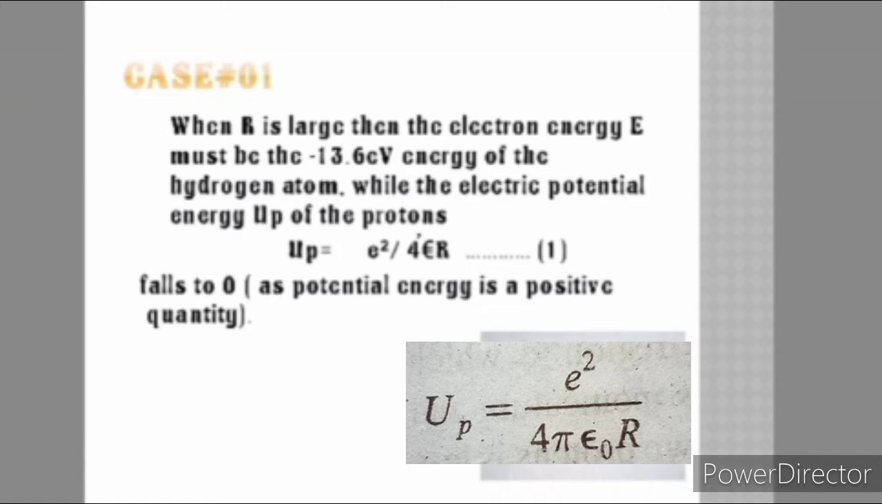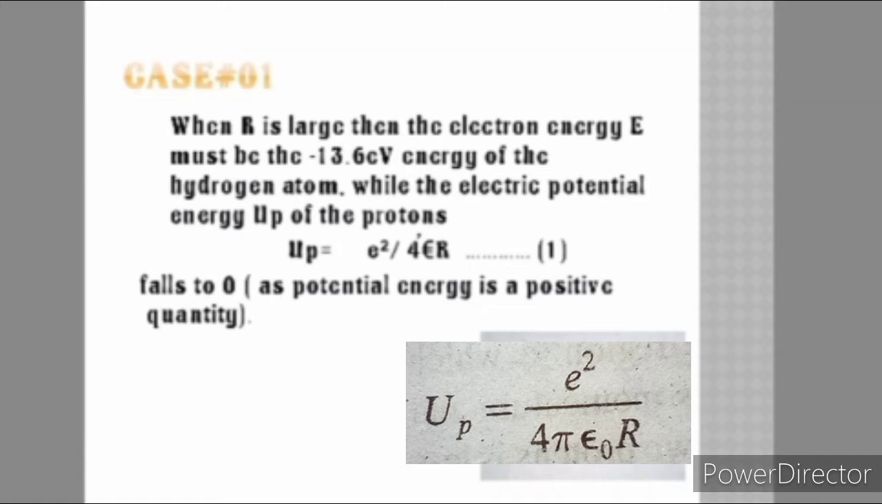So when R is very large, the electron's energy must be minus 13.6 electron volts. As we know, minus 13.6 electron volts is the ground state energy of the hydrogen atom. So here we see that when R is very large, the electron's energy is minus 13.6 electron volts. Here with E there is a small s in its subscript, so please put a small s here.